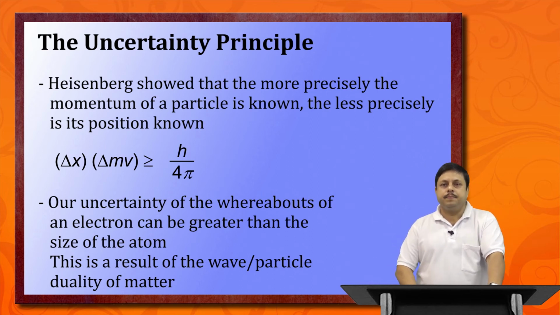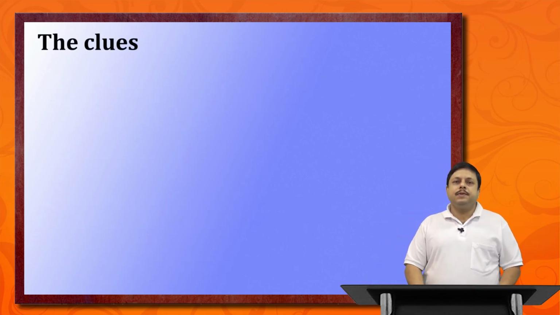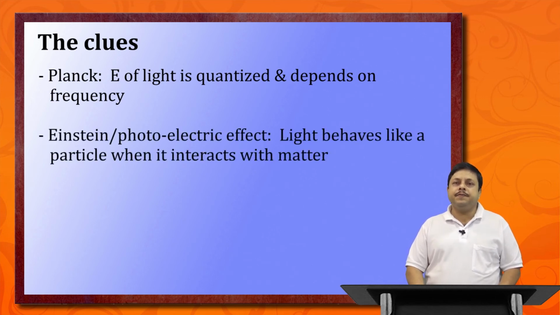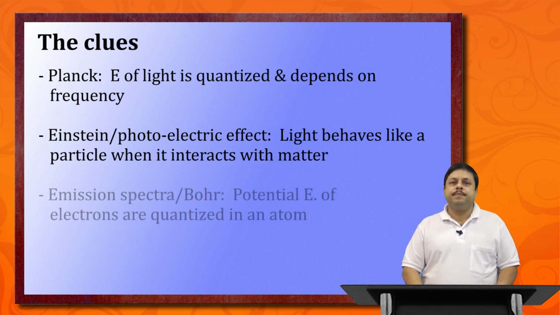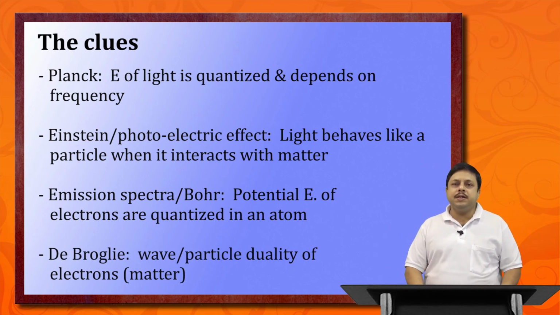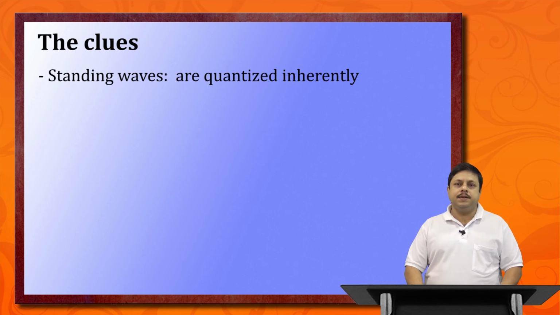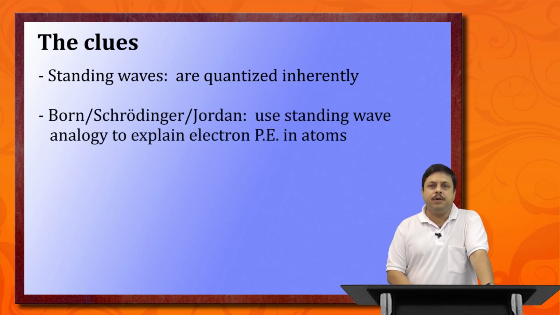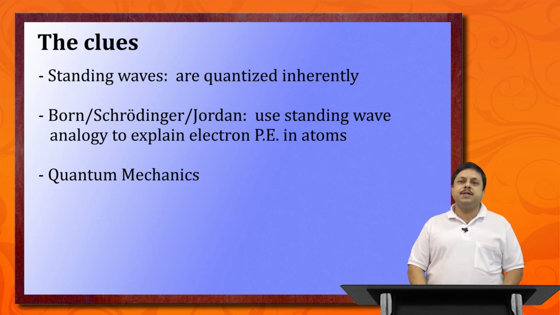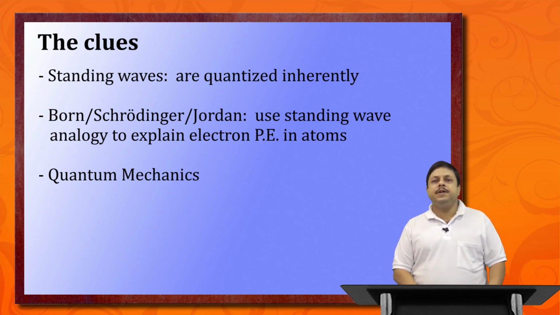Let us move ahead. So, what we have observed till now, Planck's idea that energy is quantized, depends on frequency, Einstein's photoelectric effect, that the behavior of light is particle-like, the line spectrum, and the Bohr's model, that the potential energy of electrons are quantized, de Broglie hypothesis, which actually brings in the idea of wave-particle duality, and later all of these 5 points together led to the development of what we today know as the quantum mechanics.